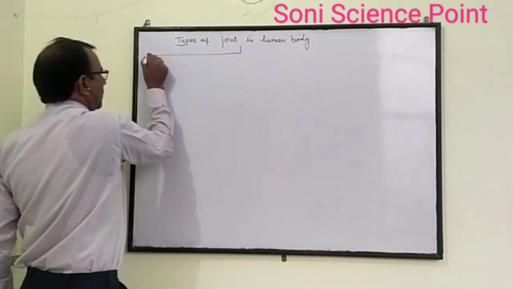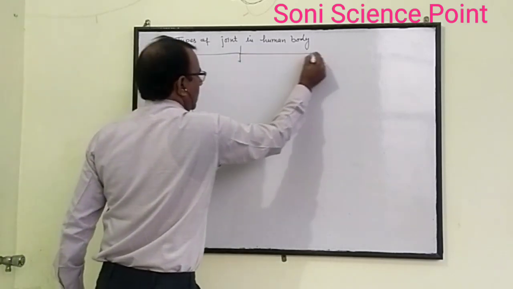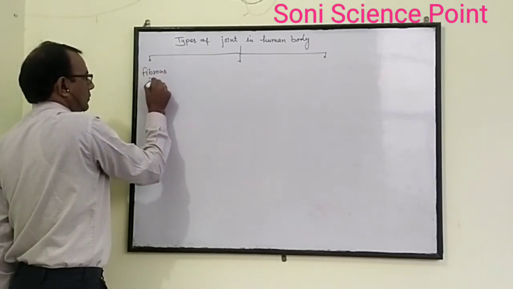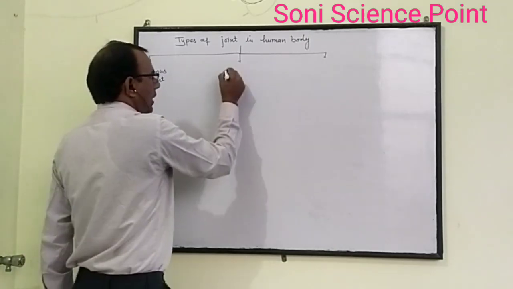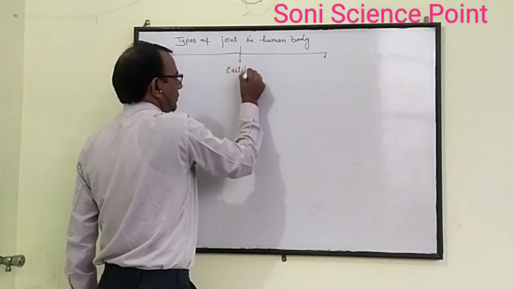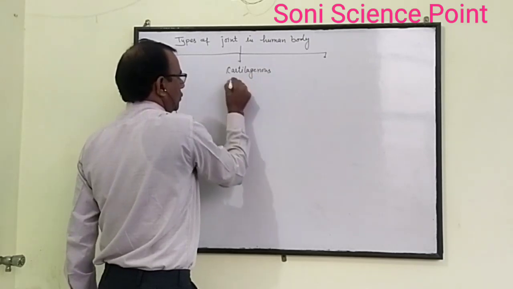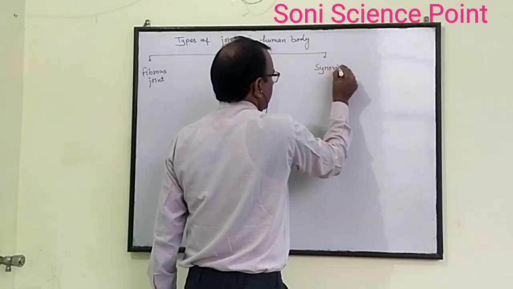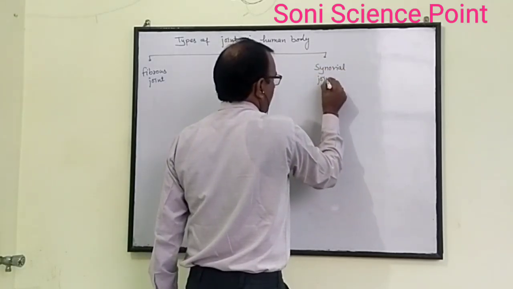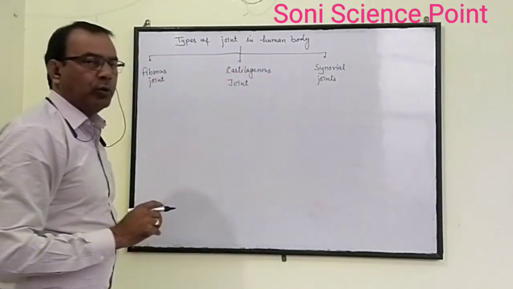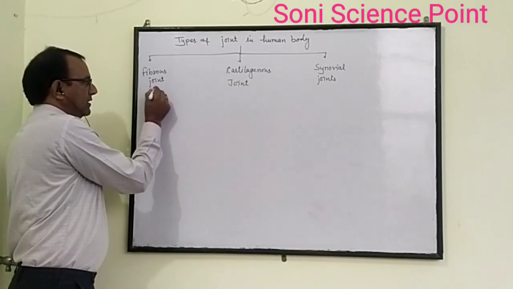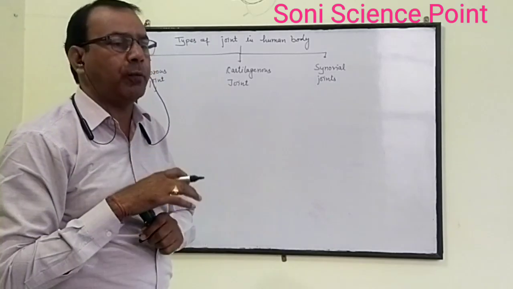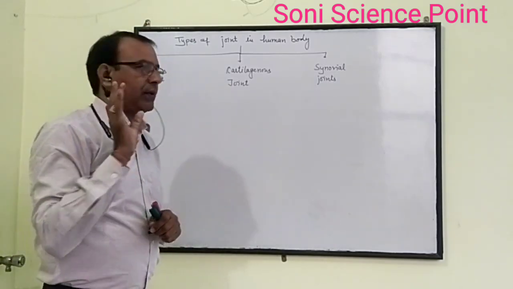There are three types of joints. Which ones? Fibrous joint, cartilaginous joint, and synovial joint. How do these joints help in locomotion and movement? First one, fibrous joint. As the name shows, in these joints the bones are connected with fibers. Which fiber? Collagen fiber.